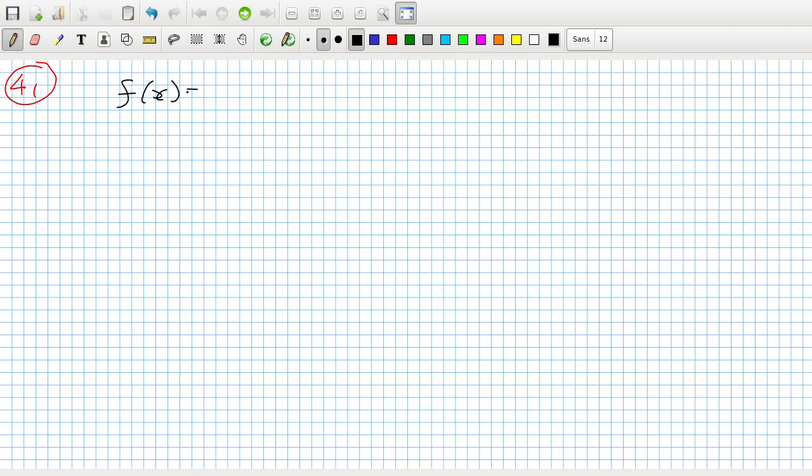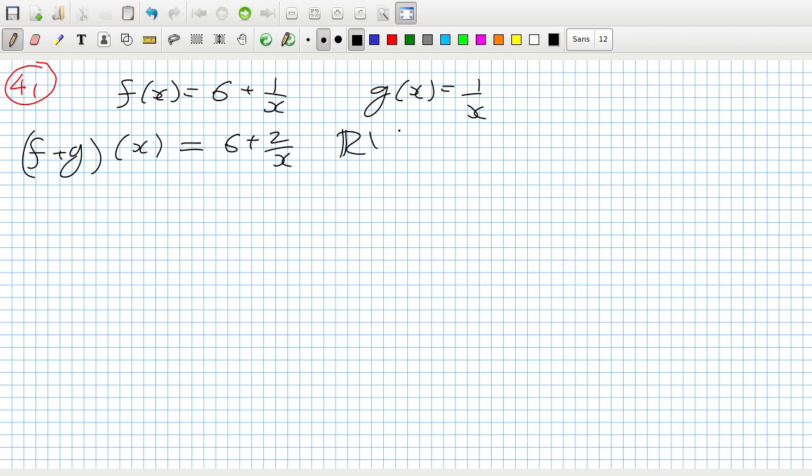41. Fx equals 6 plus 1 over x. And gx equals 1 over x. So f plus g of x would be 6 plus 1 over x plus 1 over x. So that would be 6 plus 2 over x. All real numbers except for 0 is the domain. F minus g of x, oh, that's interesting. I like it. 6 plus 1 over x minus 1 over x is 6, but we still have the domain as all real numbers except 0.